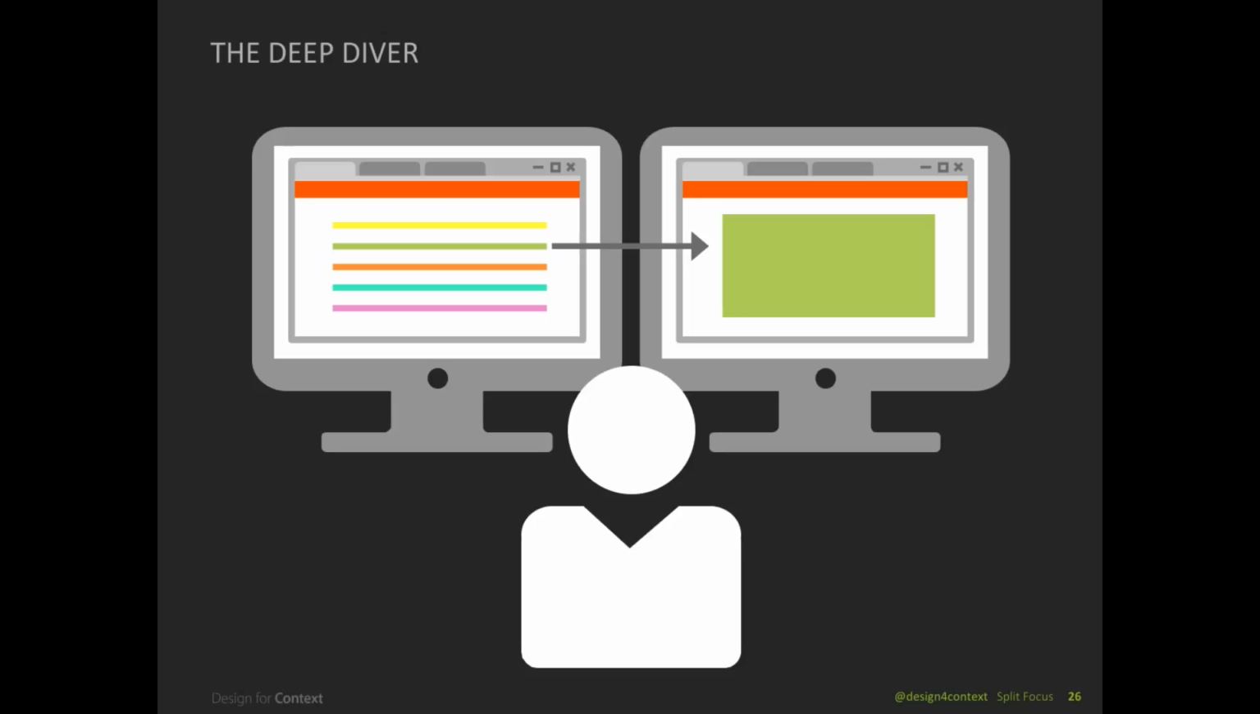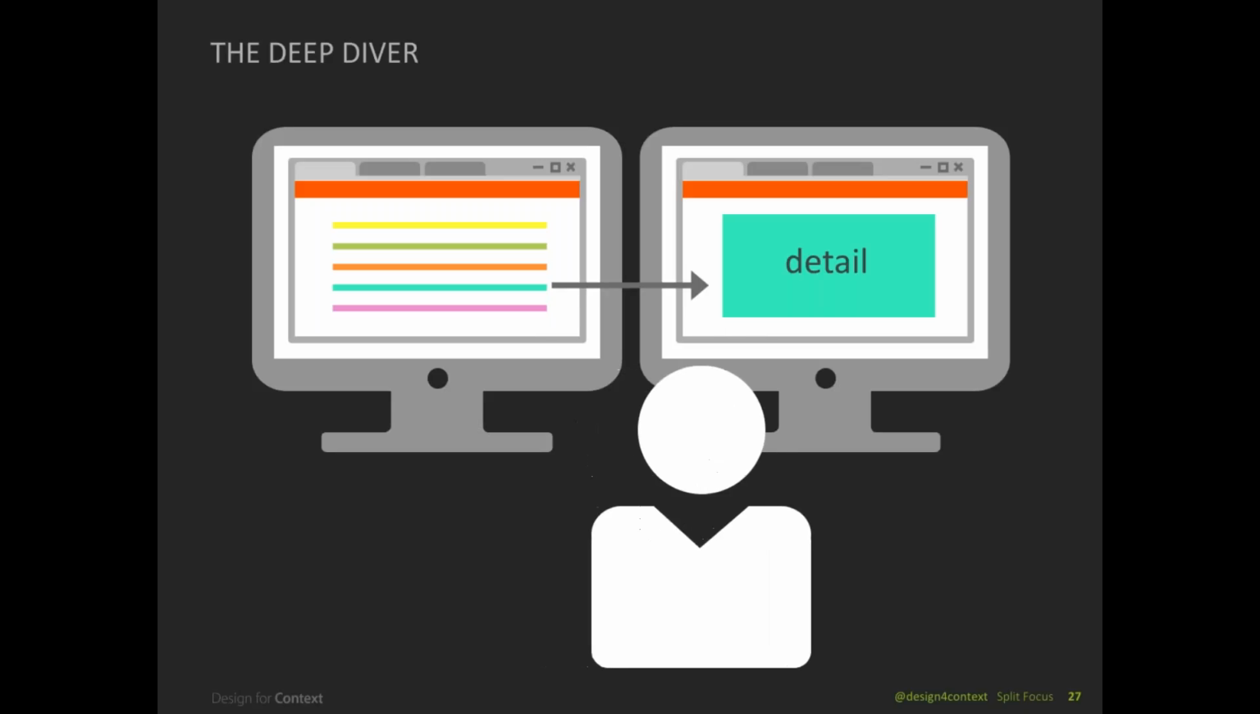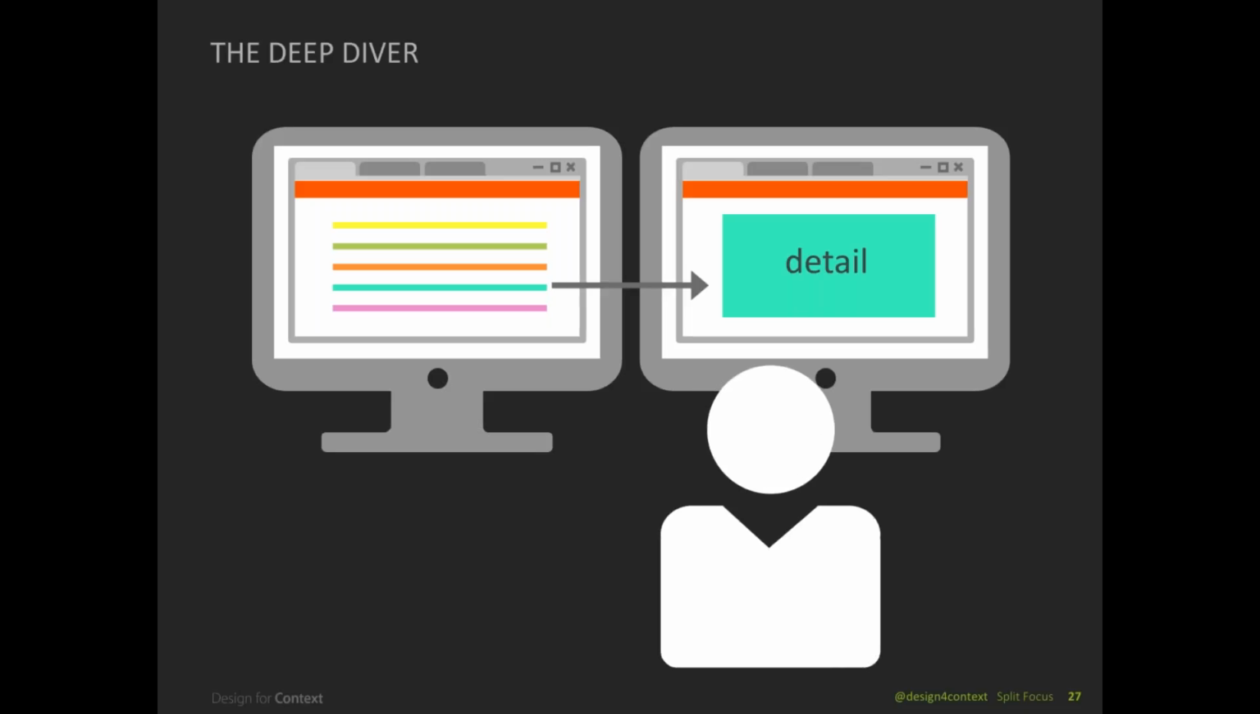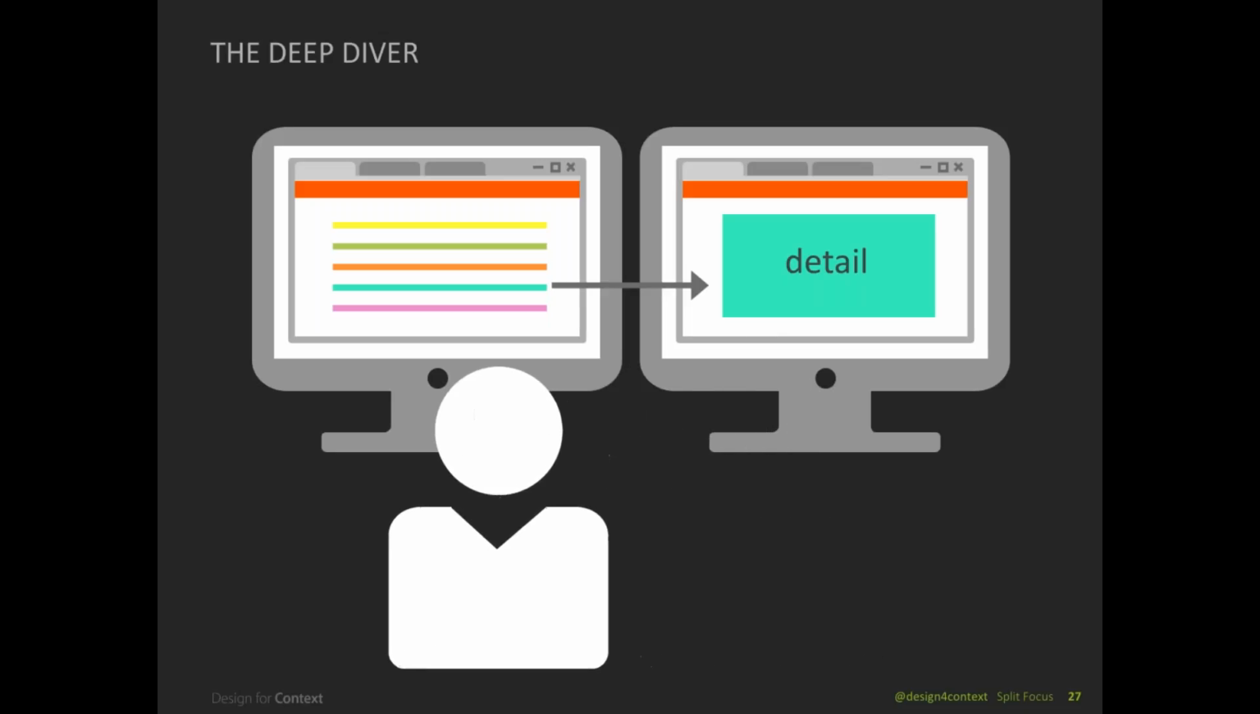For example, this could be a list of accounts or transactions in one monitor and the detail of a single account or transaction in the other monitor. Or it could be an overview of a Photoshop file in one monitor and the pixel level zoomed in view on the other monitor. In this scenario, the dominant monitor is often the detail view and where the user will actually be performing their task. The deep diver will return to the list view to change their selection and update the content that is displayed in the detail view.